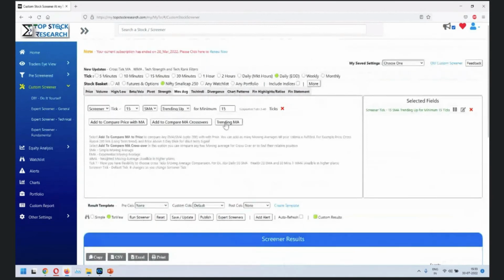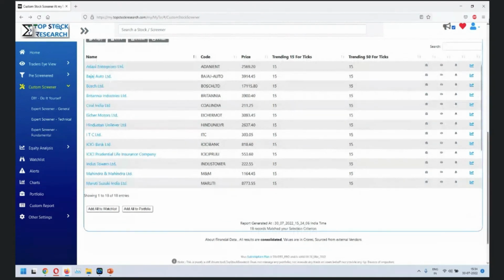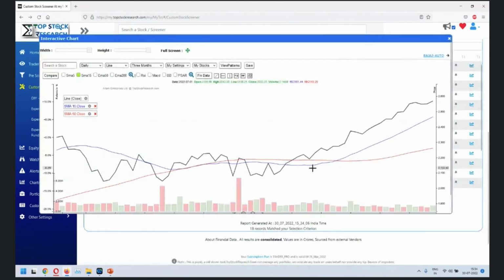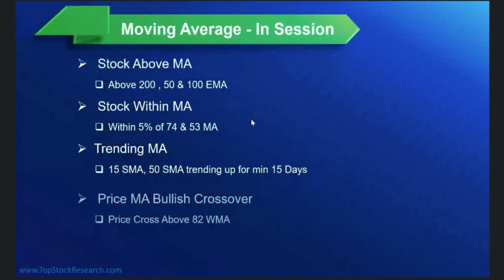Add 50 here. You'll find that 18 stocks match this criteria, where both the 15 and 50 MA are trending upwards. So it's likely to give good support if the moving average is trending upwards and the price has not breached. That gives you a general direction. Moving average gives you a lot of information. This is one of those things. All right. So I hope that covers pretty much moving average.